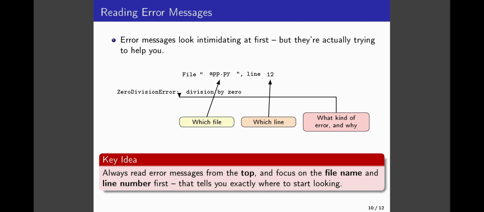The file name tells you which file the error happened in. The line number tells you exactly which line to look at. And the final part tells you what kind of error occurred and why. Always read error messages from the top and focus on the file name and line number first. That tells you exactly where to start looking instead of getting overwhelmed by the whole message at once.